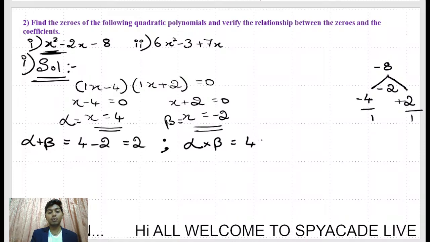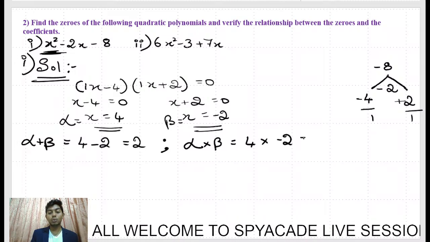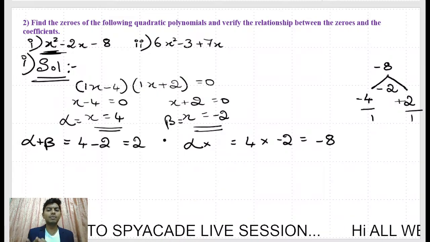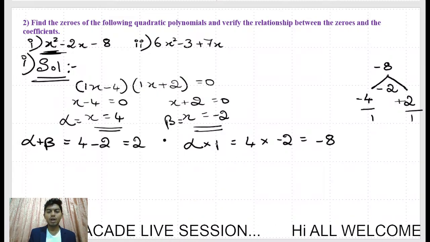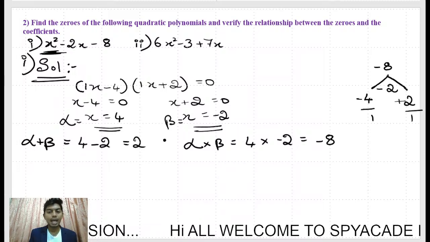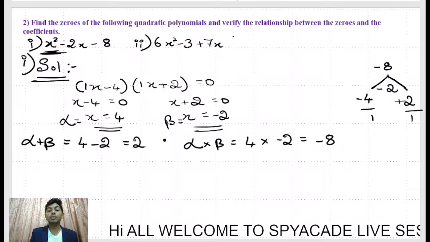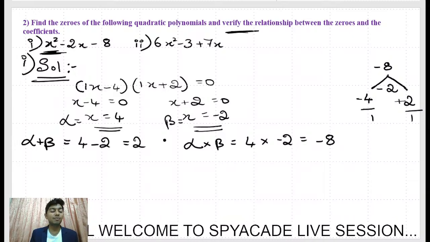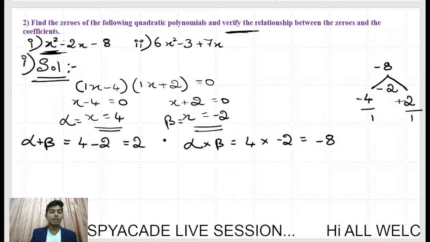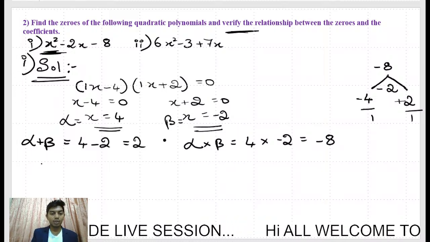What will you get? 4 into minus 2. You will be getting minus 8. Clear now? Now we found the sum of the zeros, and the product of the zeros also we found. Alpha plus beta and alpha into beta. Now in the question they have asked us to verify the relation. So we are just going to verify its relation. Okay, so what we are going to do?